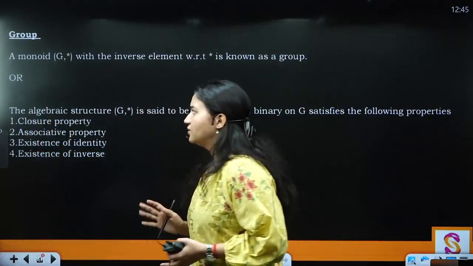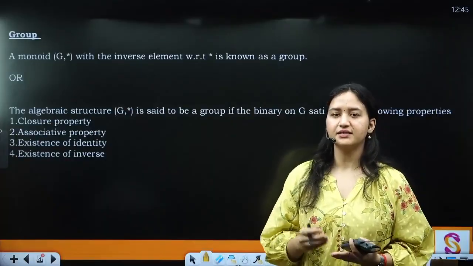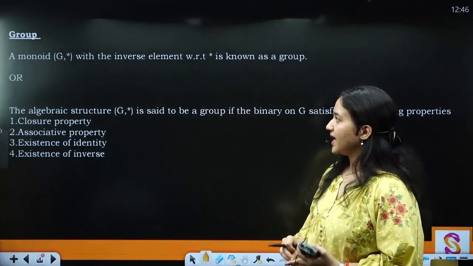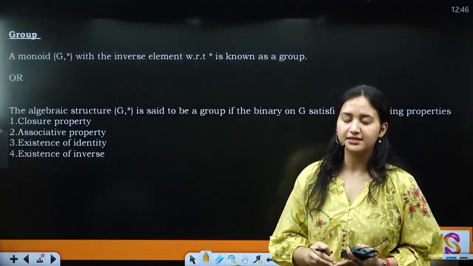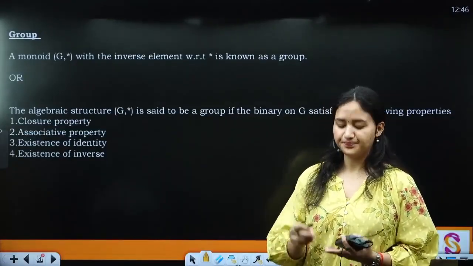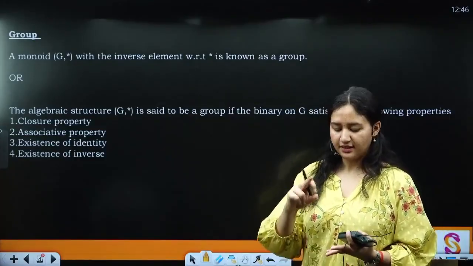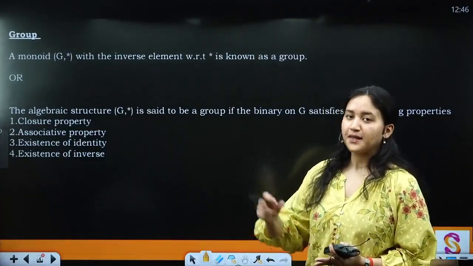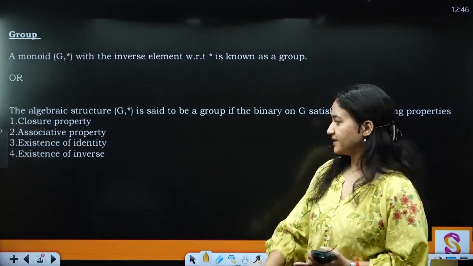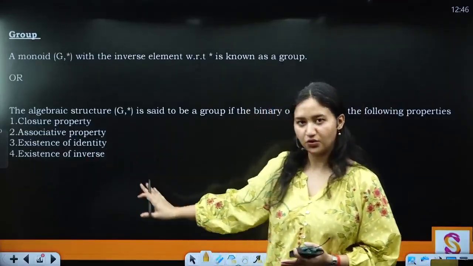So we know what is a monoid. A monoid is an algebraic structure which has a non-empty set and a binary operation, and it satisfies some postulates. That is, first the closure property, then it has associativity, and it has existence of identity. So when this monoid structure has the existence of inverse, it forms a group, right?